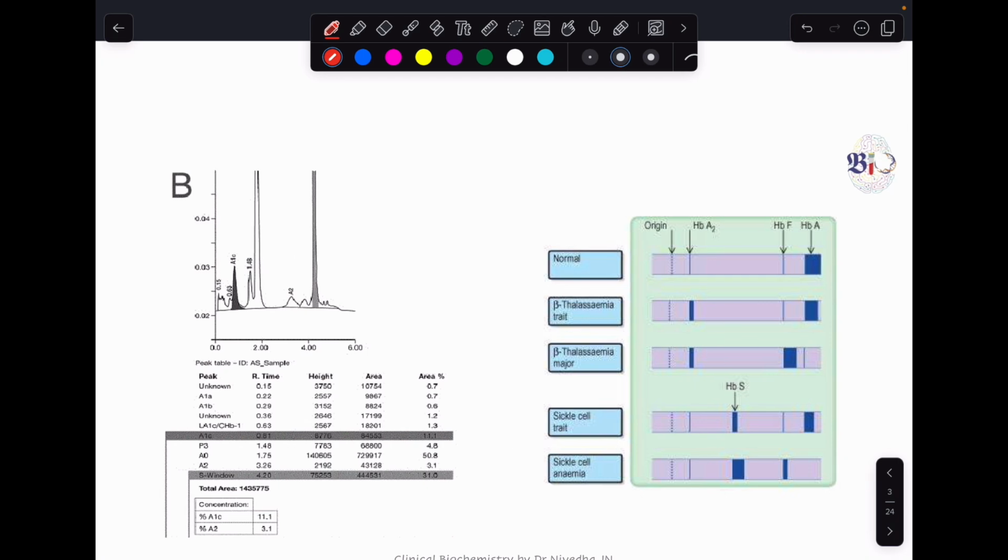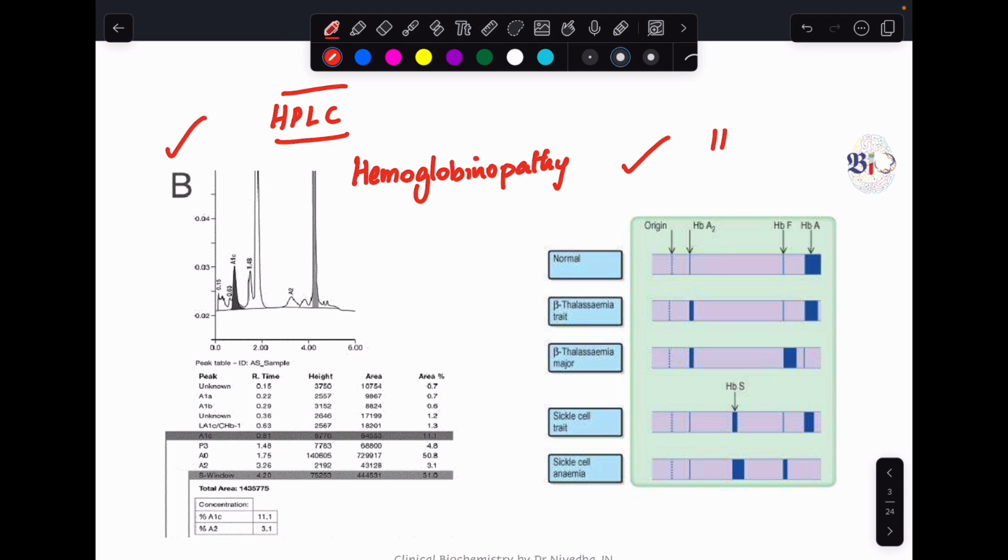Before that, I've got a few pictures for you, just to tell you what is the connection between HbA1c and hemoglobin migration. The first picture tells us this is an HPLC report, a high performance liquid chromatography report for hemoglobinopathies. For screening for hemoglobinopathies we do this. The second picture tells us this is a hemoglobin electrophoresis.